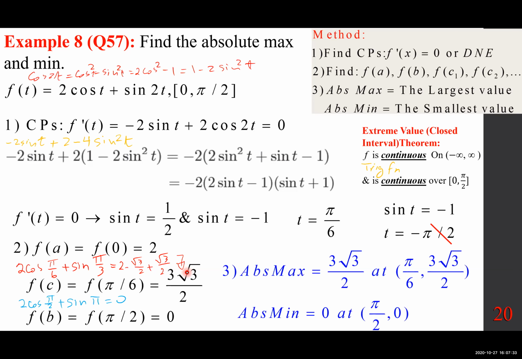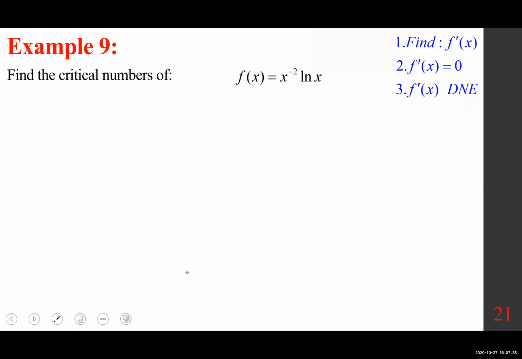All right, let's look at the next example. We want to find critical numbers of this function, f of x equals x to the power of minus 2 times ln x. It's a product rule in order to find f prime of x. This is minus 2 x to the power of minus 3 times ln x, plus the derivative of ln x, which is 1 over x, times x to the power of minus 2. So this one is the same as x to the power of negative 3, so we can factor it out.